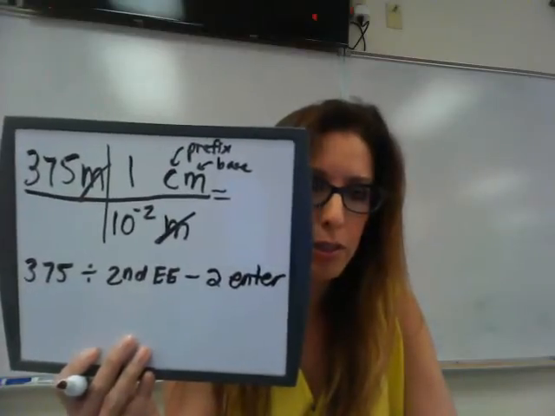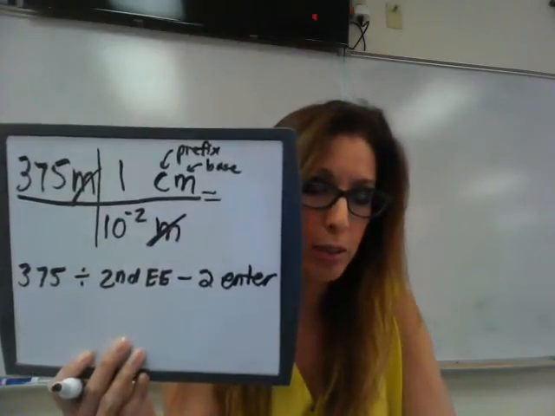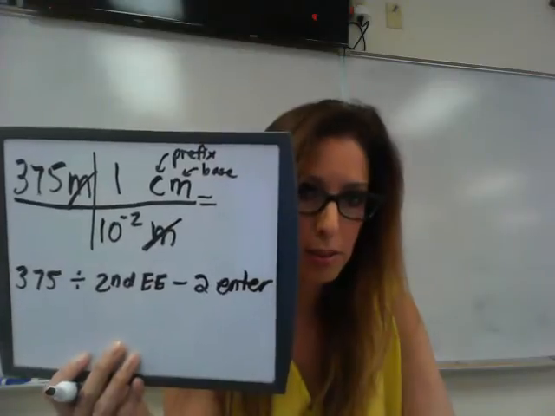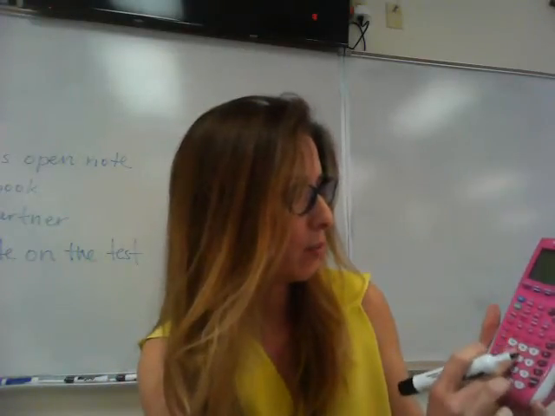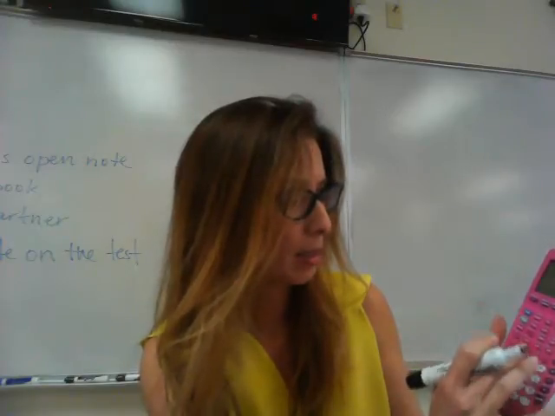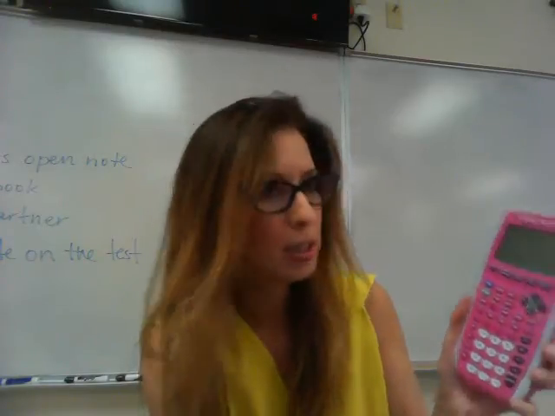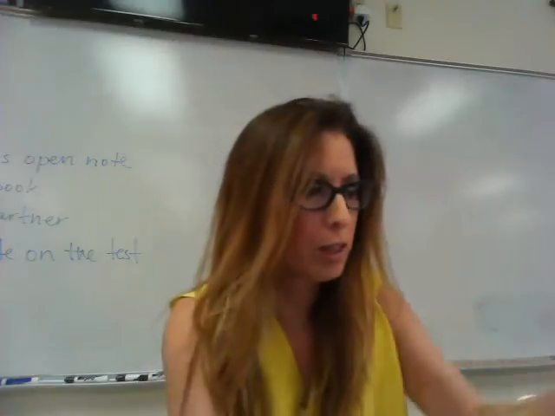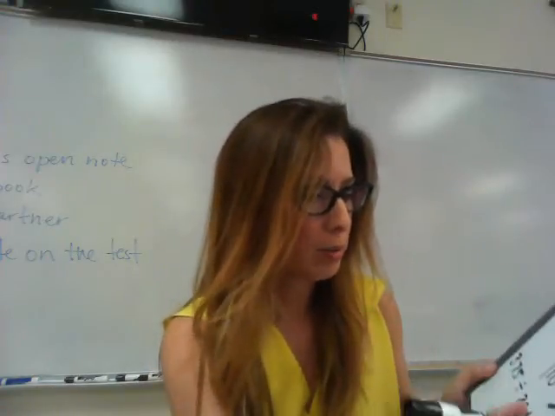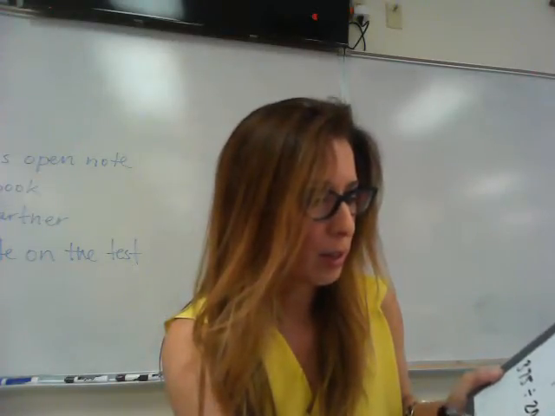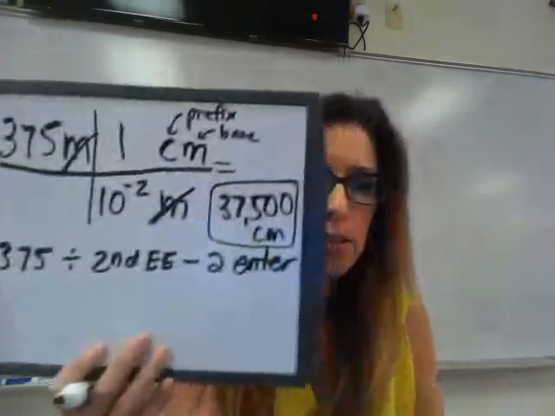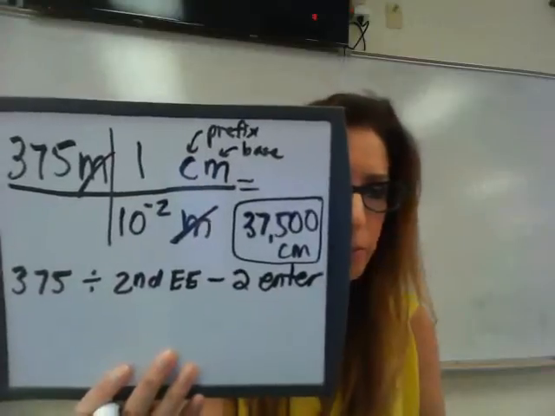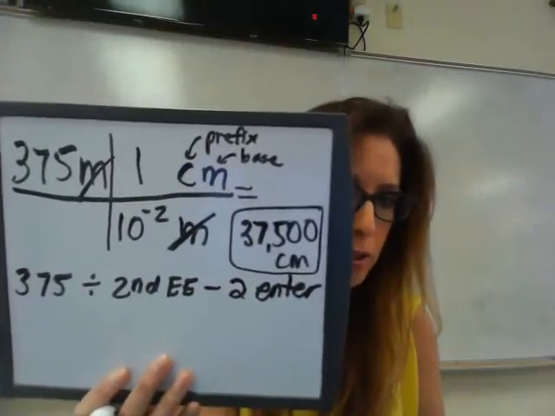We have 3 sig figs in the number that we started with. We'll have 3 sig figs in the final answer. In your calculator, it is 375 second E negative 2, enter. And we got 37,500. So we're going to write down 37,500 centimeters. Don't put a decimal on the end because that'll make the trailing zero significant. We don't want to do that.